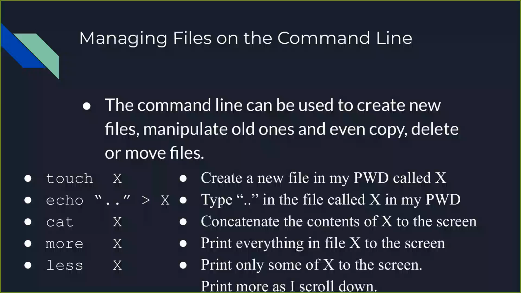The cat command, cat is short for concatenate. If you type cat X or cat myfile.txt, as long as that file exists and is within your present working directory, then the cat command will take all of the contents of that file and print it to the screen. And this is essentially the same thing as the more command. If you type more myfile.txt, then it will do pretty much the same thing.